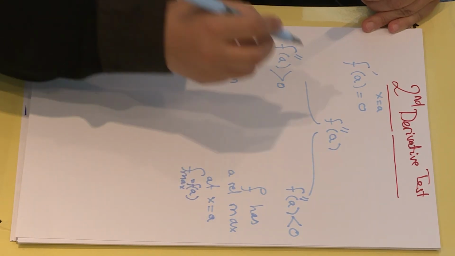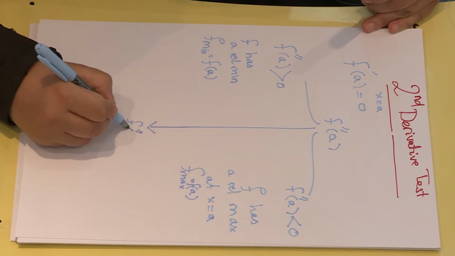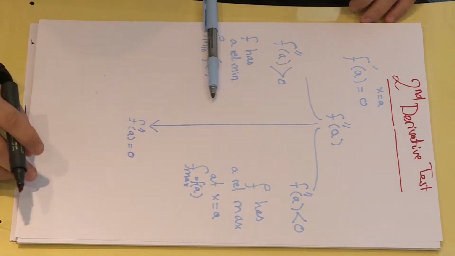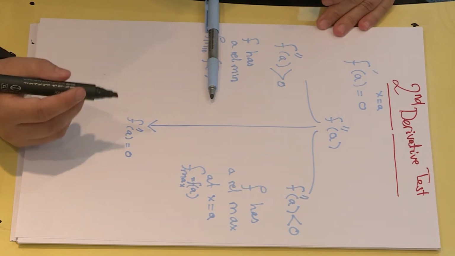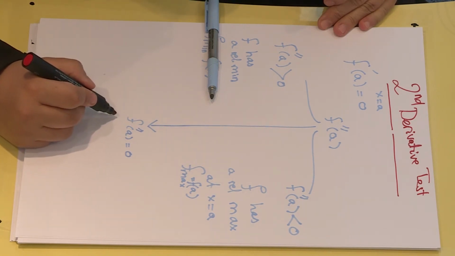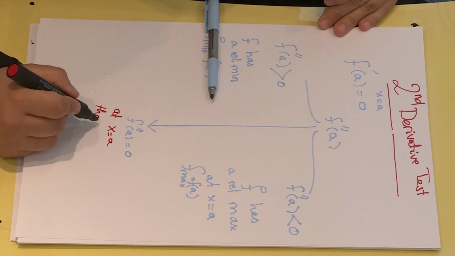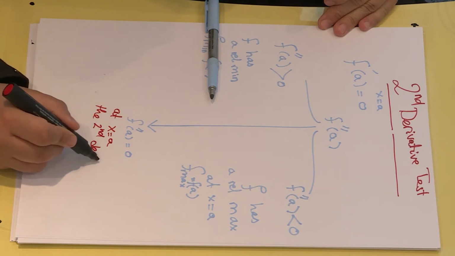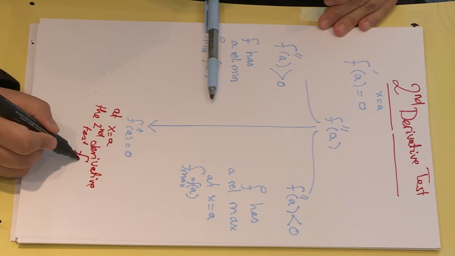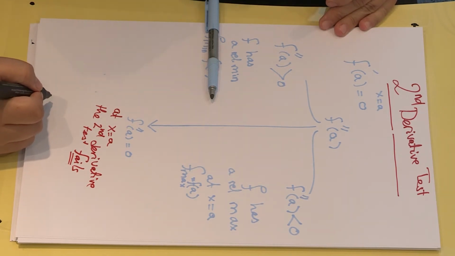So there is also a third case where the second derivative at a is equal to 0. In such case, we say we cannot use the second derivative test to find the extreme value, or the extrema, of the function, and we say that at x equals a, the second derivative test fails. And we have to use the first derivative test.